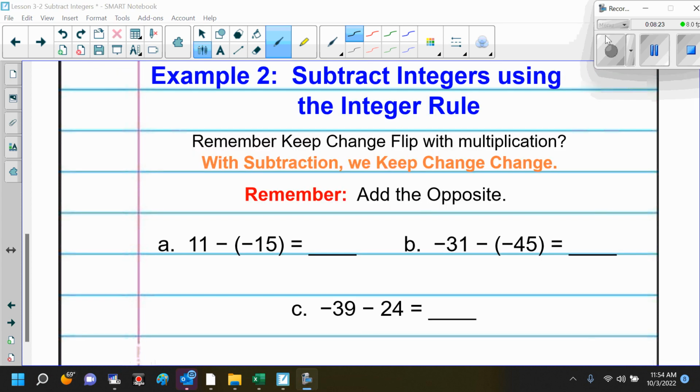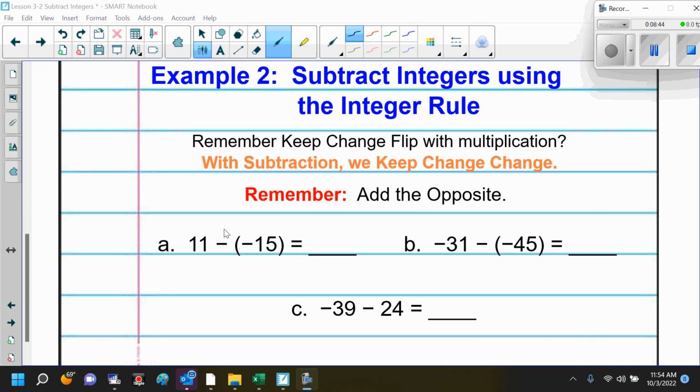So like I said, no more pictures. Now we're going to listen to the rule. You guys remember the keep, change, flip? Multiplying by the reciprocal with multiplication? With subtraction, we're going to call it keep, change, change. Make sure you write that down. We're going to call that keep, change, change.